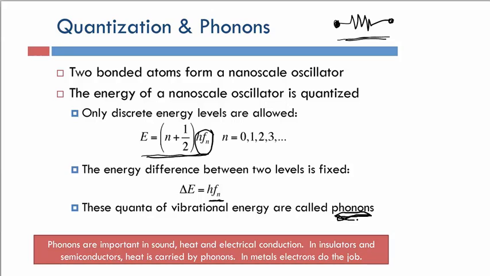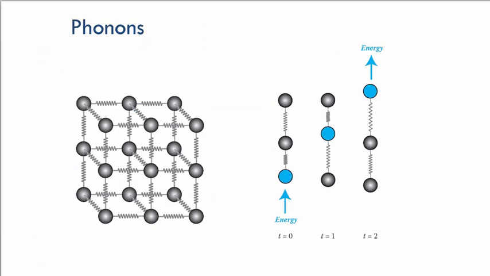Just the same as photons are quanta of optical energy, phonons are quanta of vibrational energy. Phonons are important in sound and heat, electrical conduction. In insulators and semiconductors, they are what carry heat through lattices and structures, whereas in metals, it's electrons that do that conduction. So let's talk a little bit more about these lattice vibrations, these phonons, and what they do.